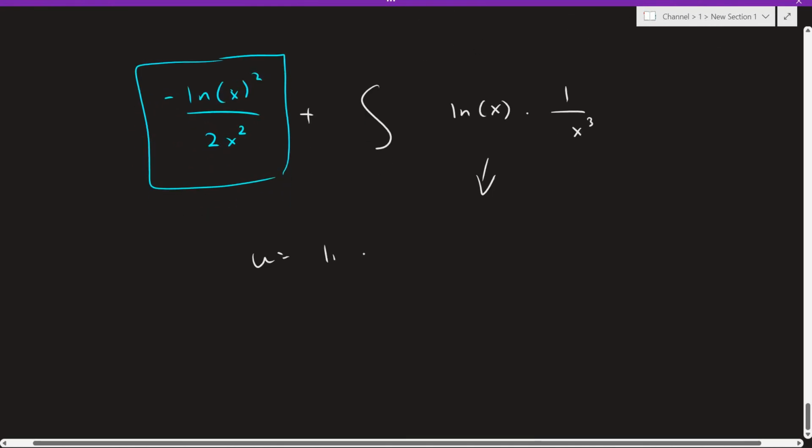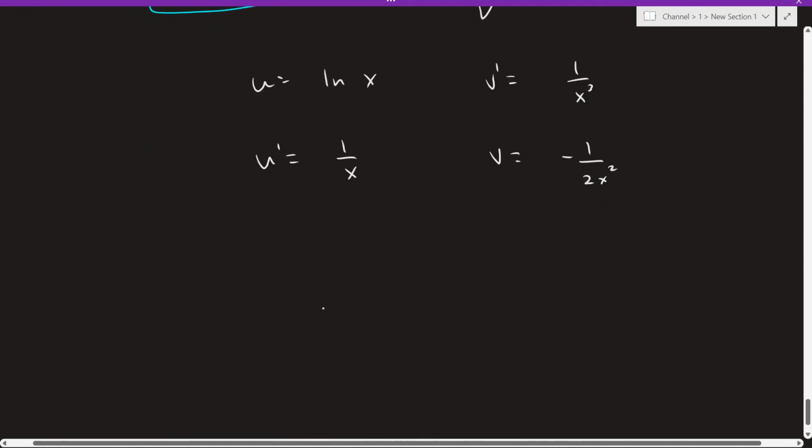So let's apply uv to this one. So u will be ln x, while v prime will be 1 over x cubed. The derivative of ln x is 1 over x, while we did this before. Integration of 1 over x cubed is negative 1 over 2x squared. All right, so apply the formula. Ln x times negative 1 over 2x squared is going to be negative ln x over 2x squared, minus the integration of 1 over x times negative 1 over 2x squared. There's a negative here, so we can take it outside. It's going to be positive.